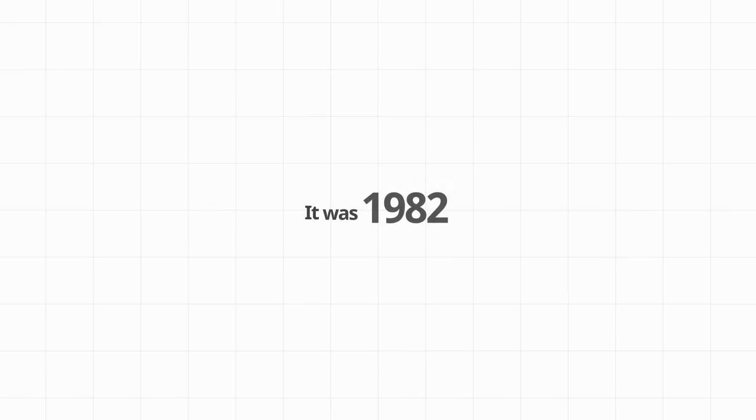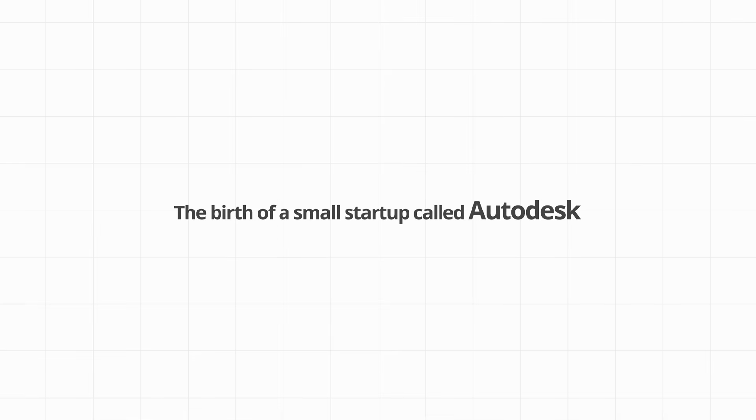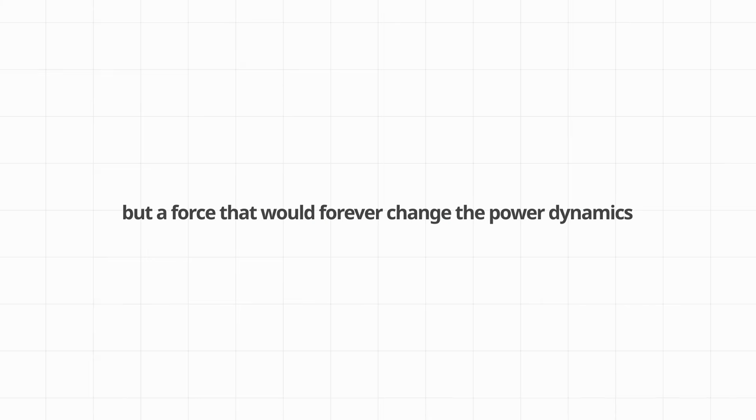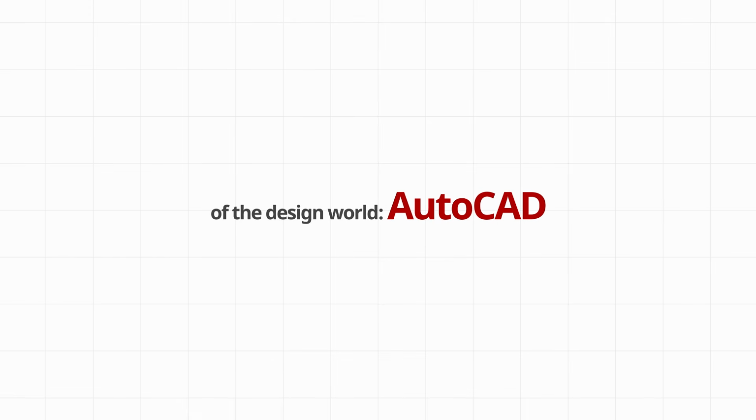It was 1982. In a modest corner of a technology expo, something happened that few at the time realized the full significance of. The birth of a small startup called Autodesk. And the introduction of a software that wasn't meant to be just a tool, but a force that would forever change the power dynamics of the design world. AutoCAD. This wasn't just software. It was a statement, a manifesto of design freedom.